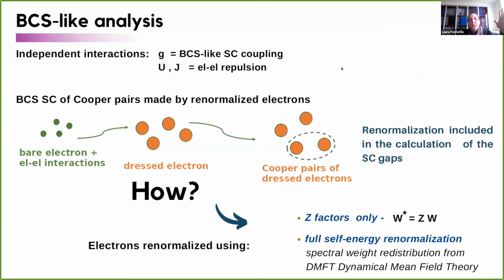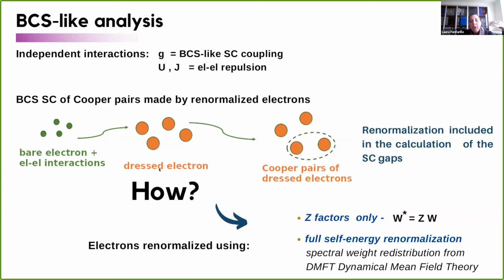Essentially, we can imagine doing a kind of BCS analysis in which there is a coupling G that is a constant, in a BCS-like spirit. You have bare electrons that are first addressed by the interactions U and J, and then you want to make Cooper pairs out of these renormalized electrons. And you want to see how the gap behaves as a function of U and J.